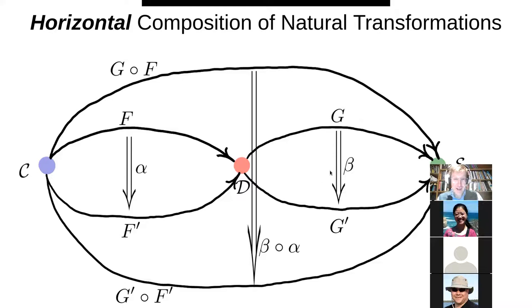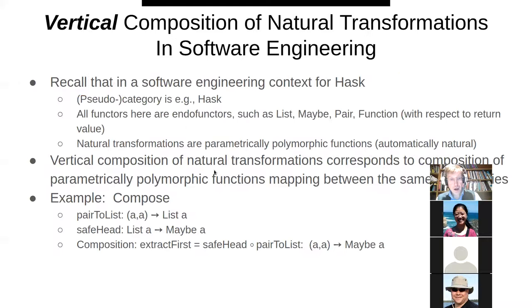So this is horizontal composition of natural transformations, okay? And these are two different quantities. And it turns out that, to reason about composition of functors, you need natural transformations. That's what I was saying in one of my opening slides. To reason about horizontal composition of functors, you need to think about these natural transformations.